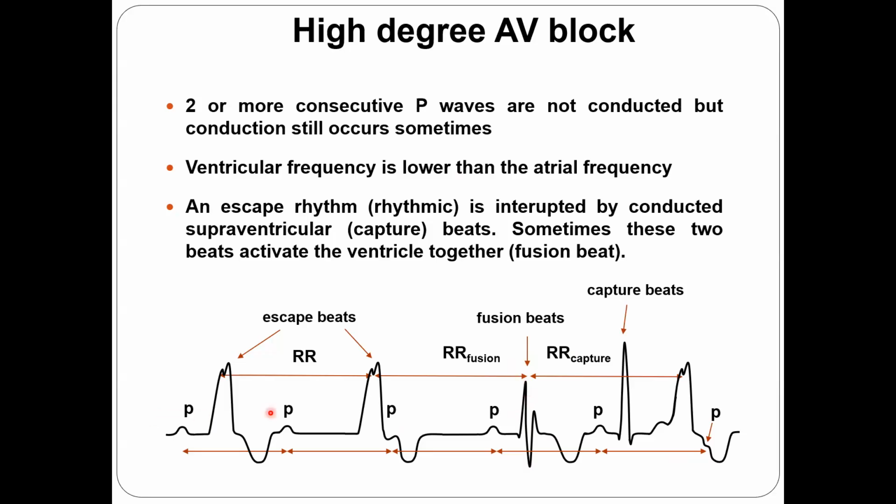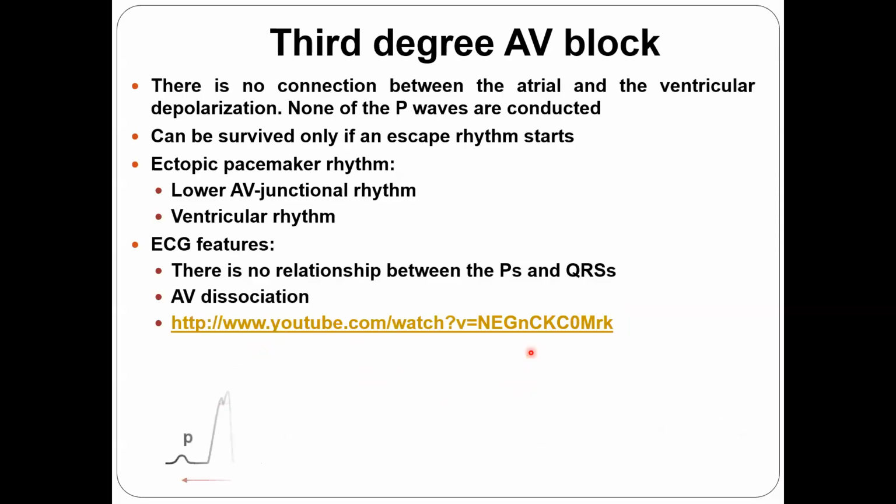So if you are looking at a high degree block, first of all, it is arrhythmic, and you do see at least 3 types of QRS complexes. One type, that's an escape beat. Another type, the capture beat, it's coming from the supraventricular area. And another one, in between these two, is called the fusion beat. So it's not the same as an escape beat because it's altered by the normal conducting pathways activated ventricular pattern.